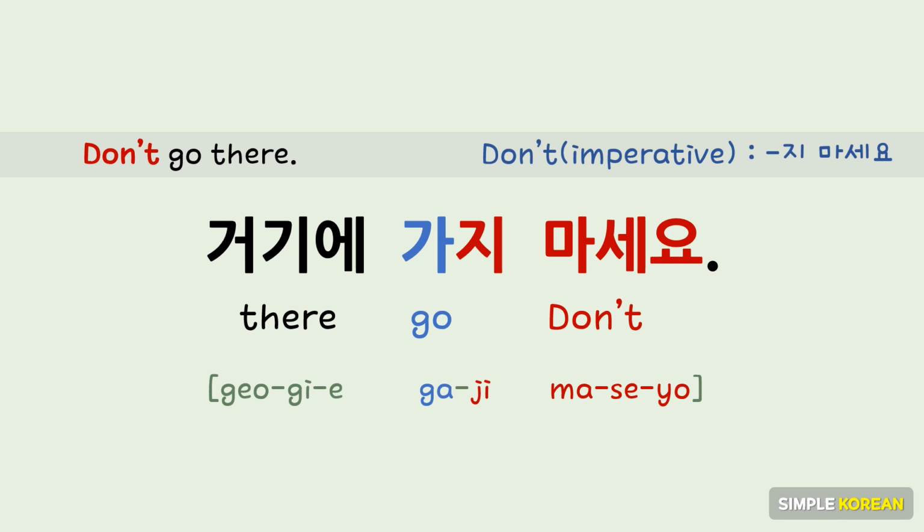거기에 가지 마세요. Don't go there. Negative imperative don't is 지 마세요 in Korean. It's also placed at the end of the sentence. 가지 마세요. 거기에 가지 마세요.